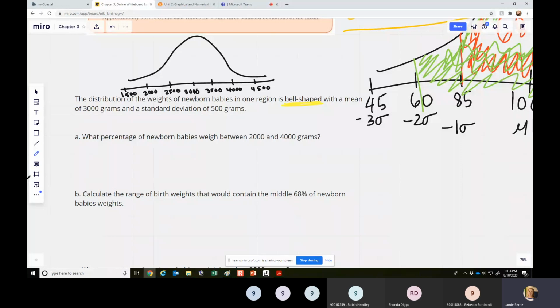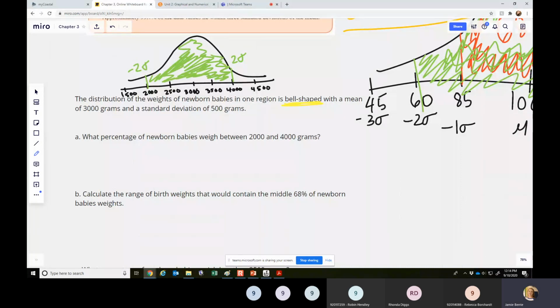All right, so let's look at our first problem. It says, what percentage of newborn babies weigh between 2,000 and 4,000 grams? All right, so get your pen, and I like to use a different color when I am shading in my bell curve. Here's 2,000, here's 4,000. So 2,000 is 2 standard deviations below the mean, and 4,000 is 2 standard deviations above. And we're looking for what percentage of babies lie between these two weights.